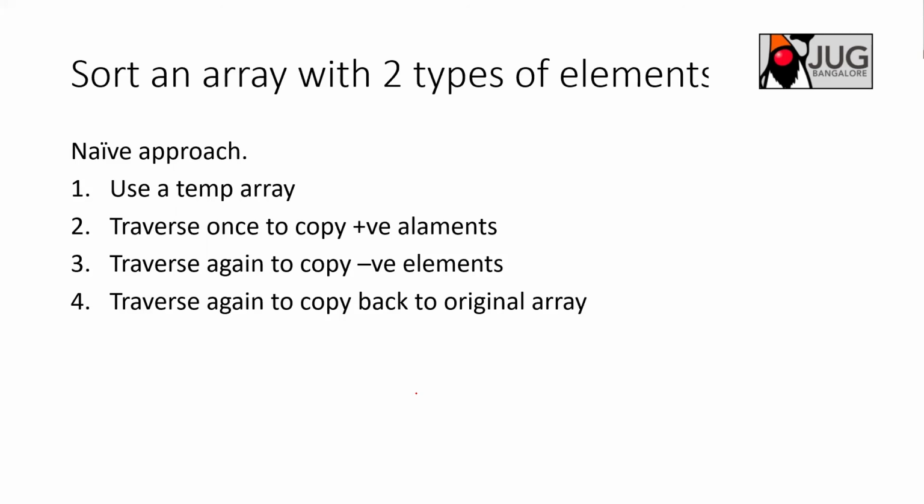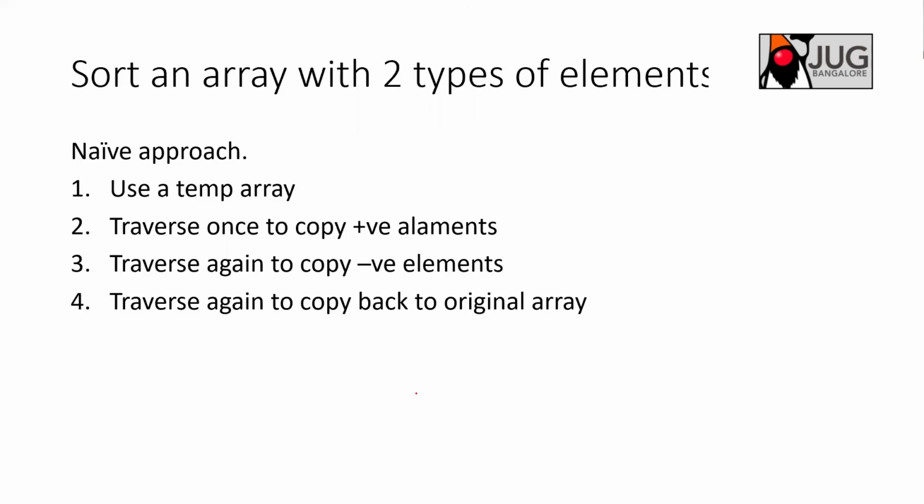Given 2 types of elements, you need to sort based on that. So you can take a temp array and traverse once. For example, you need to sort based on positive and negative elements. You can traverse once to copy all the positive elements, and then again copy all the negative elements. That you can do if you're not going to take a pivot and all, right.